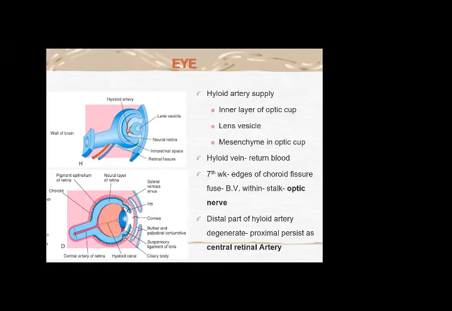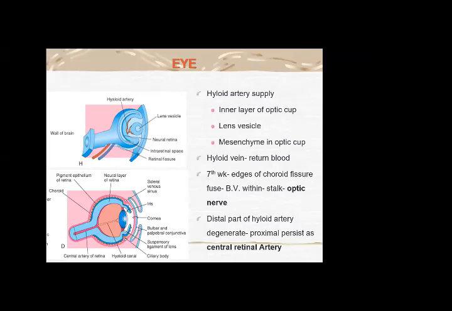अब आ जाते हैं इस पे, हाइलोइड आर्टरी. So हमने कहा था this is the optic stalk. इसके inferior surface पे a groove developed which is called choroid fissure. इस groove में ये जो surrounding mesenchyme है, this enters into the groove, develops into hyaloid artery. Now this hyaloid artery, what does it supply?